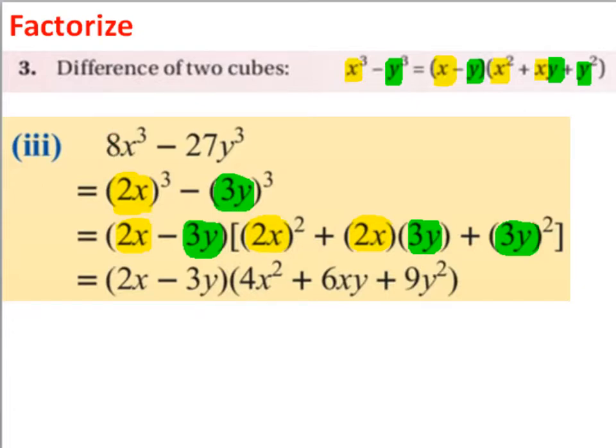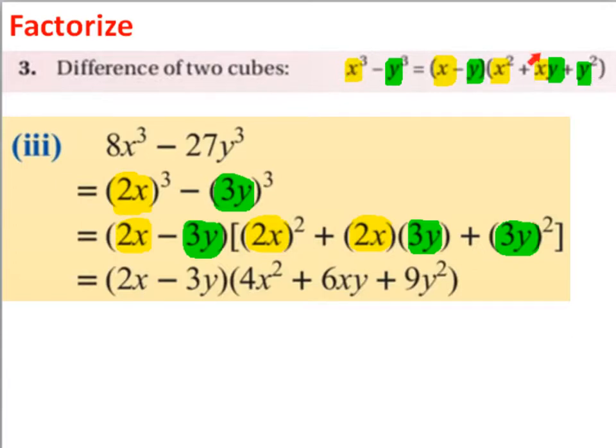Well, 8 is not a square number, x cubed is definitely not a square number, 27 is not a square number, and y cubed is not a square number, so it's not the difference of two squares. So hopefully you will recognize that 8 is a cube number, x cubed is definitely a cube number, 27 is a cube number, and y cubed is definitely a cube number. So there's a minus in between, which tells us that we're going to use the difference of two cubes.